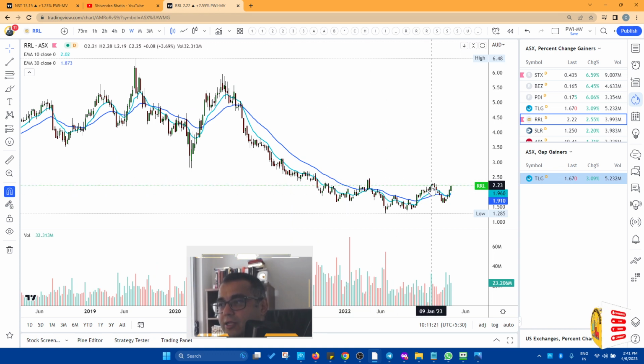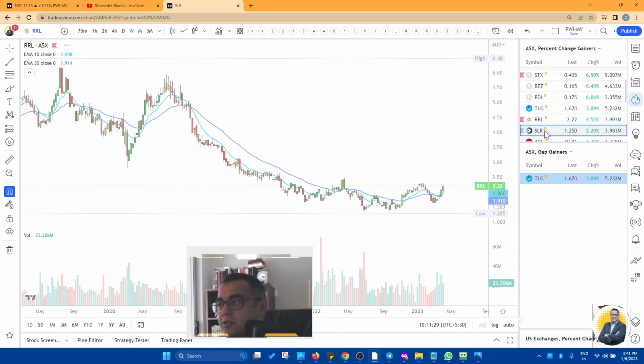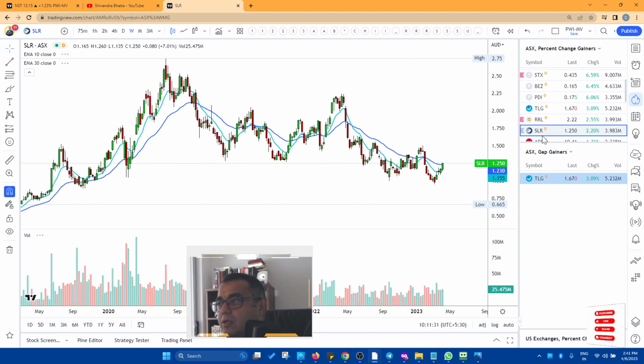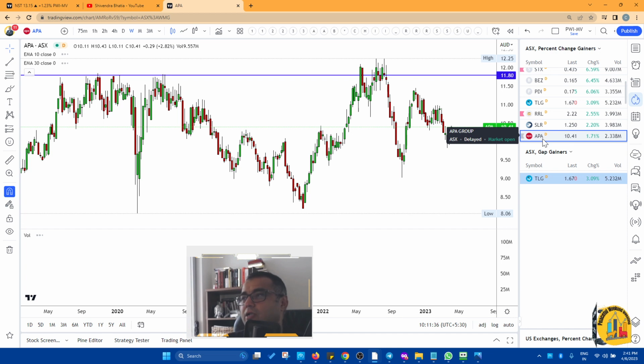Now here is something interesting because there's a good volume build up and also the trend is kind of changing. I'll be only interested if it goes above this. So I'll put it on my radar. It's already there. I'm tracking that. SLR. So you got the idea. So now I'll keep looking at the stocks.